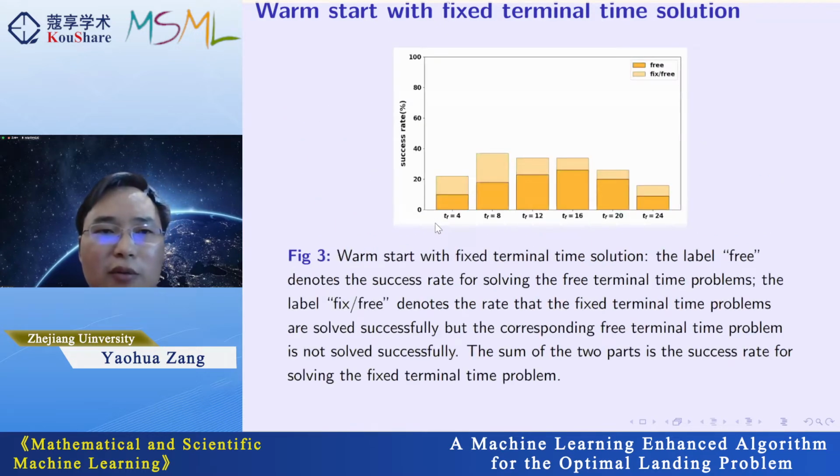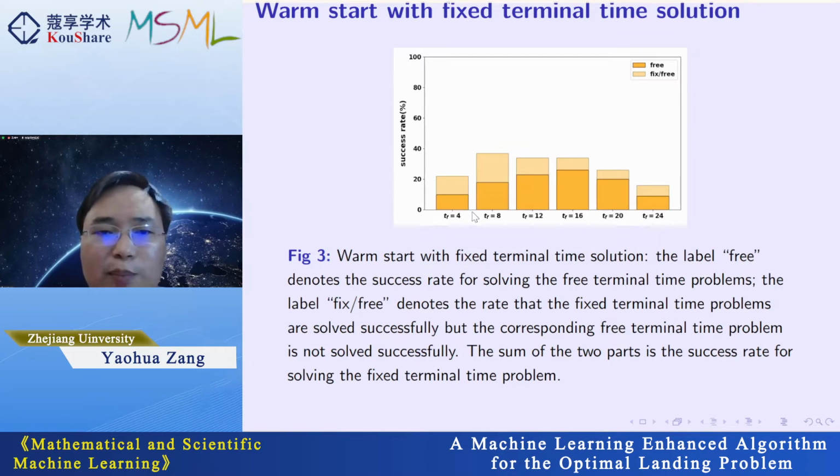The performance of using algorithm 1 to solve the free terminal time problems is shown in figure 3. In this figure, the x-axis indicates different choices of the initial guess of the optimal terminal time tf star, and the y-axis indicates the success rate obtained by using algorithm 1 to solve the free terminal time problem.